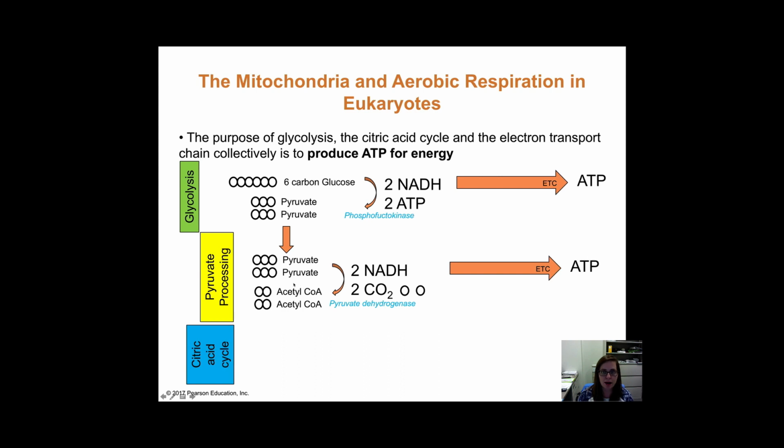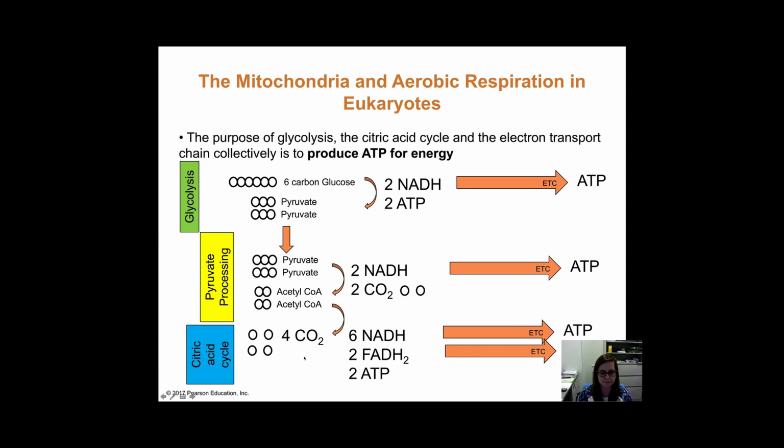In pyruvate processing, which in eukaryotic cells occurred in the mitochondrial matrix, we took 2 molecules of pyruvate and converted it to 2 molecules of acetyl-CoA. And the enzyme that did this was pyruvate dehydrogenase. In this reaction, we made 2 molecules of NADH, 1 per turn of the reaction, and we released 2 molecules of CO2. Okay, so now we have a 2-carbon molecule of acetyl-CoA, and that's what's going to enter the citric acid cycle.